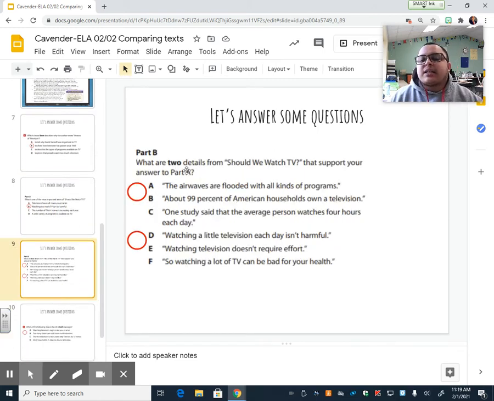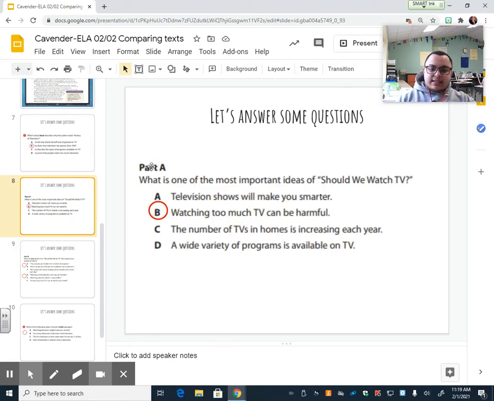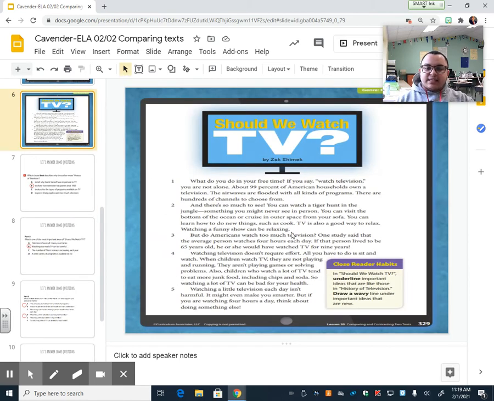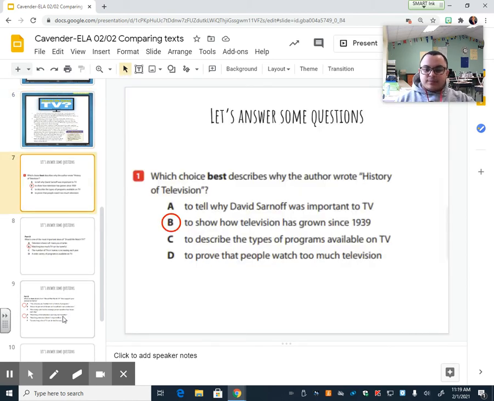Now, what are two details from "Should We Watch TV?" that support your answer to part A? So this was part A. See here it says part A. And we need to find two key details that support that watching too much TV is harmful from this article.